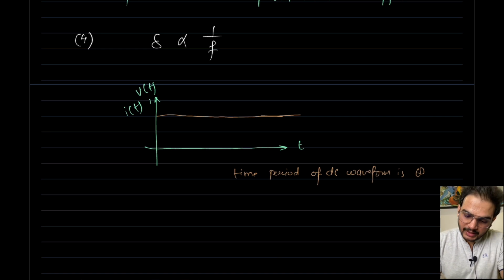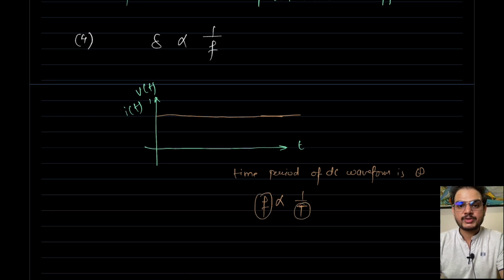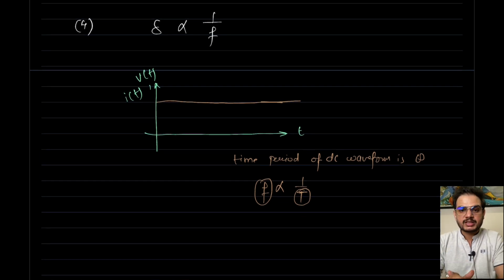As the time period is infinite, we know that frequency is inversely proportional to time period. As time period is infinity, my frequency is 0, because they have inverse proportionality. That's why for the DC system frequency is 0. As for the DC system frequency is 0, my skin effect will be 0. That is the main reason for DC my skin effect is 0.